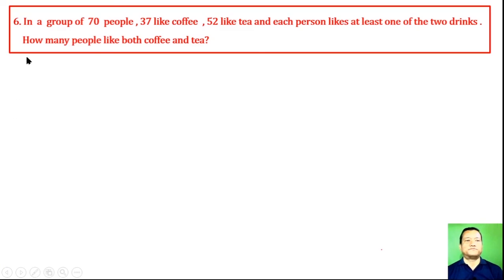Question number 6. In a group of 70 people, 37 like coffee, 52 like tea, and each person likes at least one of the two drinks. How many people like both coffee and tea?